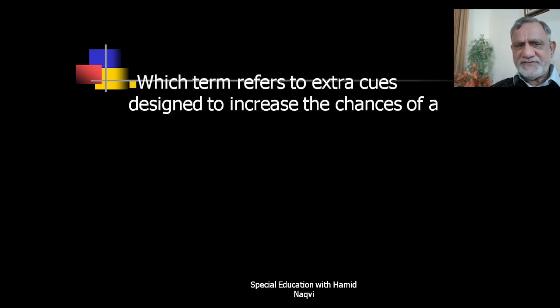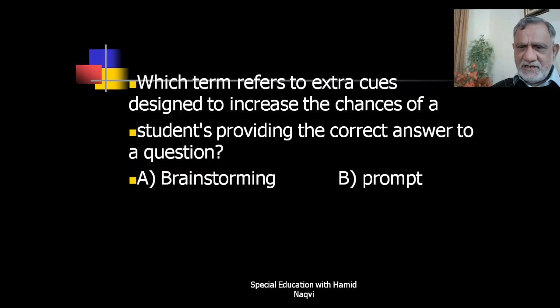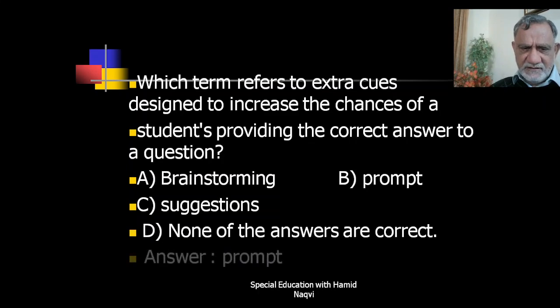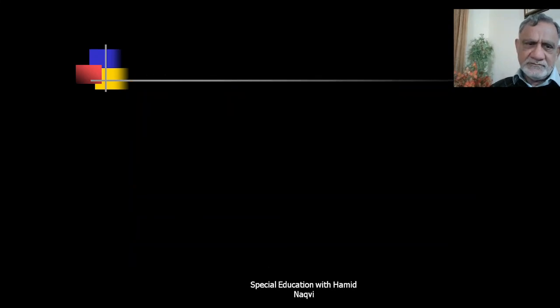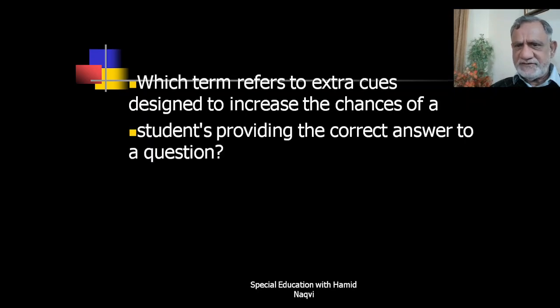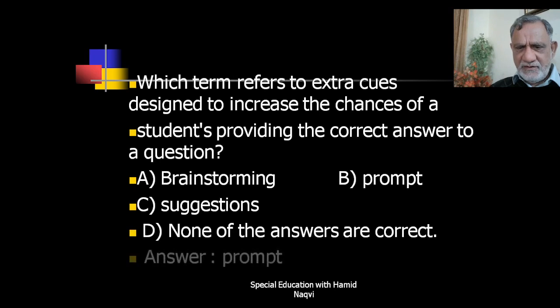Which term refers to extra cues designed to increase the chances of a student providing the correct answer to a question? Brainstorming, prompt, suggestion, or none of the answers are correct. The answer is B, that is prompt. This question was repeated on the next slide; the answer is again prompt.